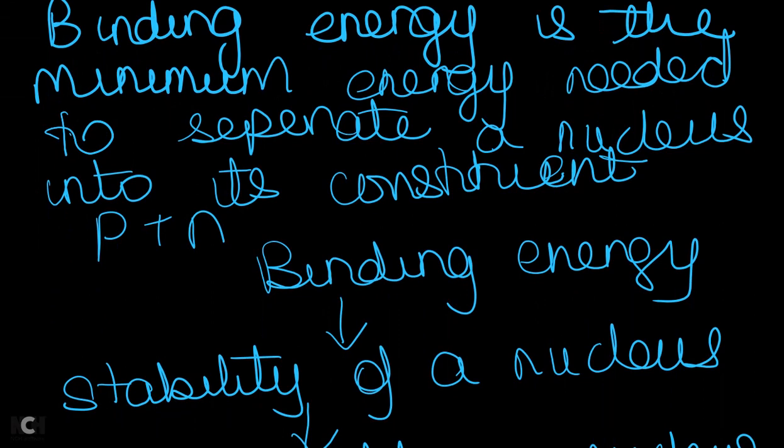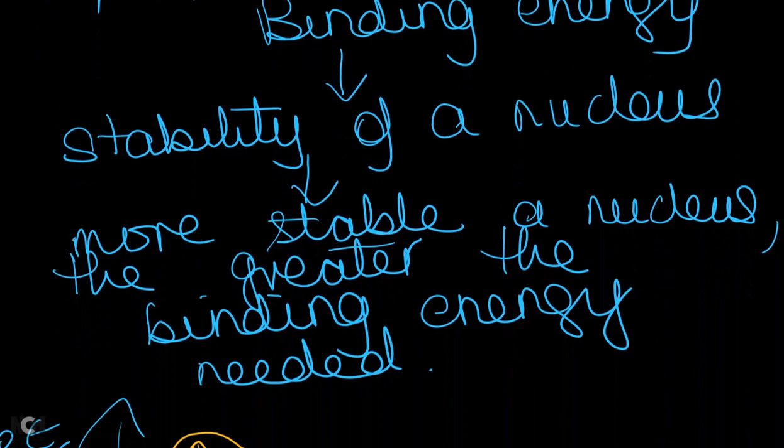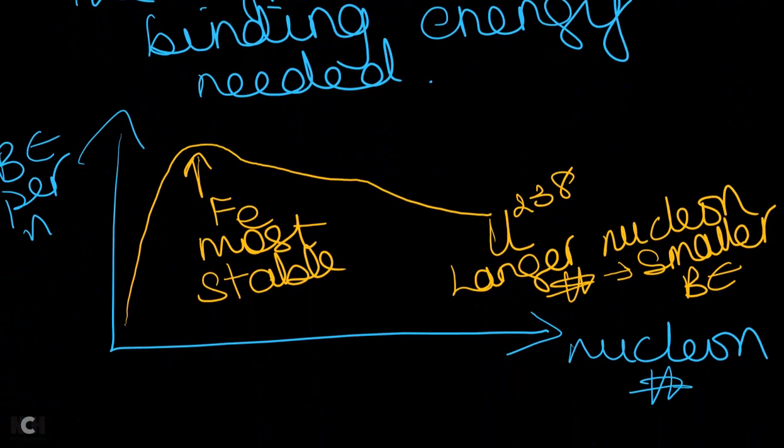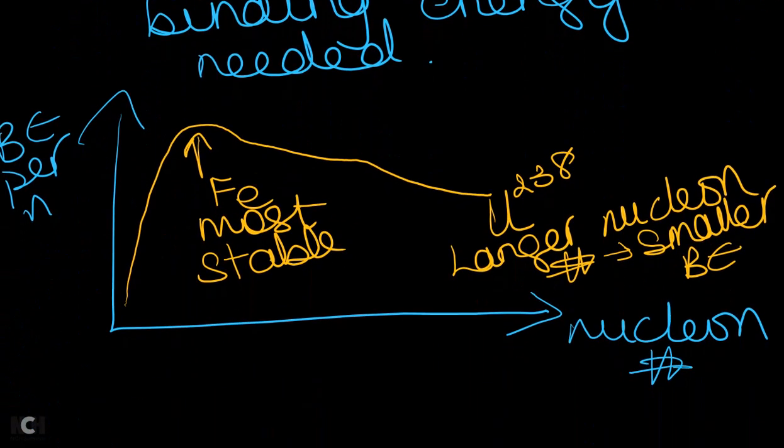Binding energy can be related to the stability of a nucleus, where the more stable a nucleus is, the greater the binding energy needed. Typically, you would have a curve of binding energy per nucleon versus nucleon number. As you can see, for very light nuclei, from hydrogen to perhaps iron, your binding energy increases, which means that these smaller nuclei tend to be pretty stable, which is why they are typically used in fusion reactions.